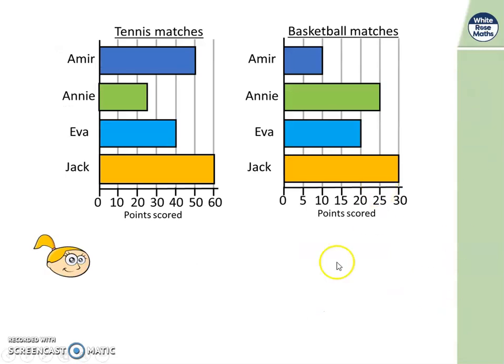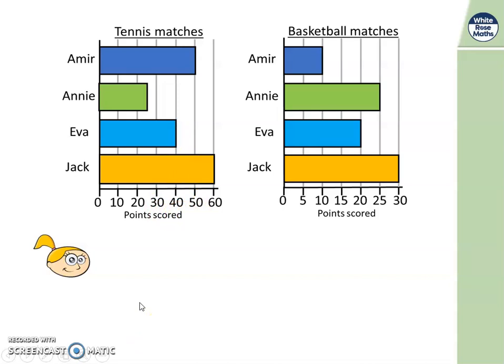Now sometimes we can switch our axes around. So we can have the names or the things up the side, and we can have the scale and the numbers along the bottom. But they mean the same. So this girl down here, her name is Eva. Can you tell me how many points Eva scored playing tennis, please? So let's find Eva's name. Let's go across. Let's go down. She scored 40 points. Well done.